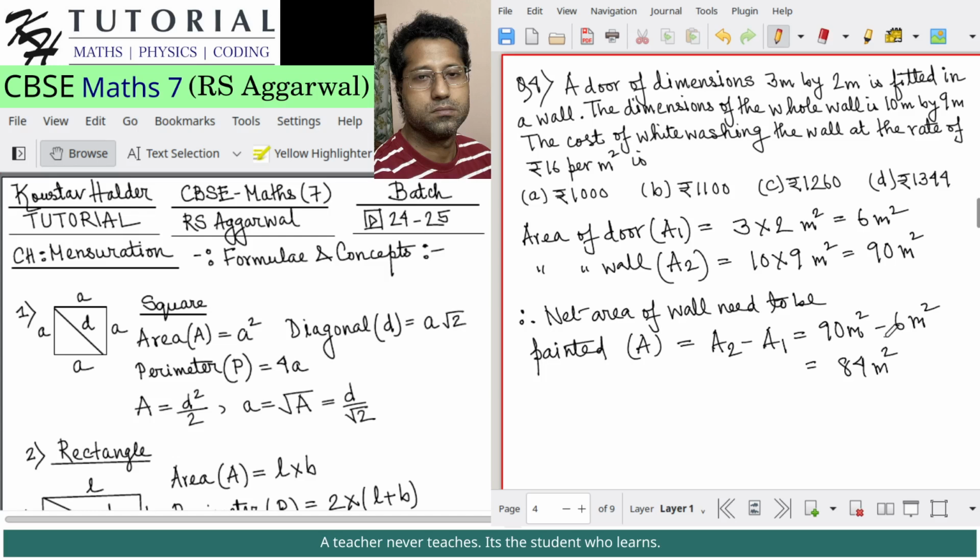Now the not painted but whitewashing. Now the cost of whitewashing is given to be rupees 16 per meter square.